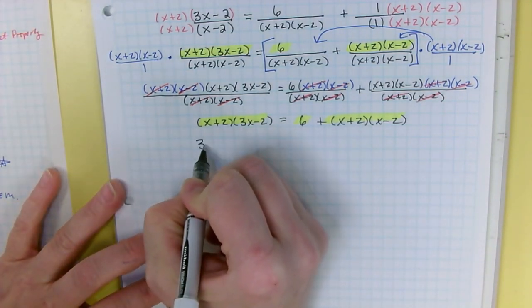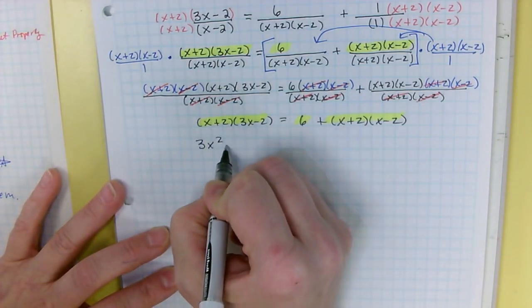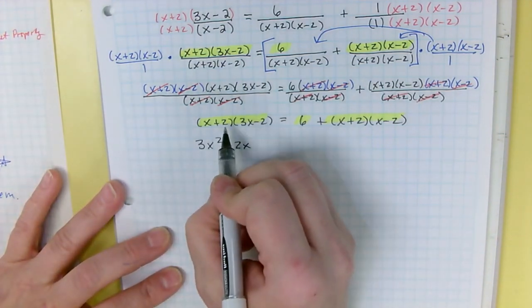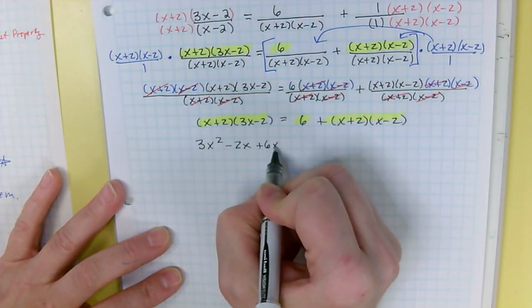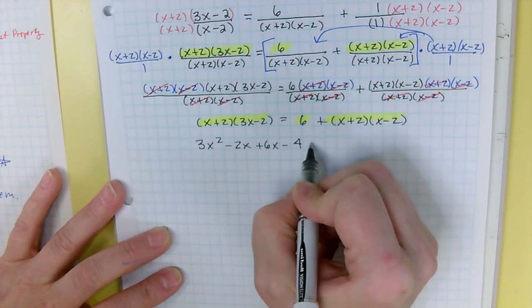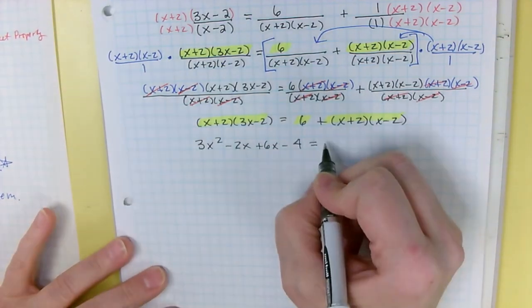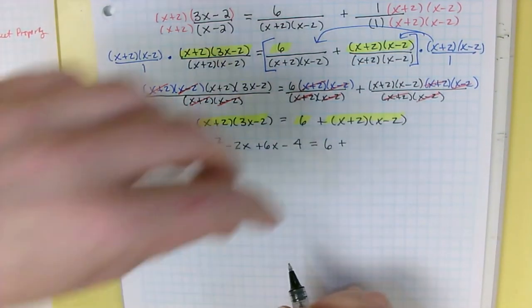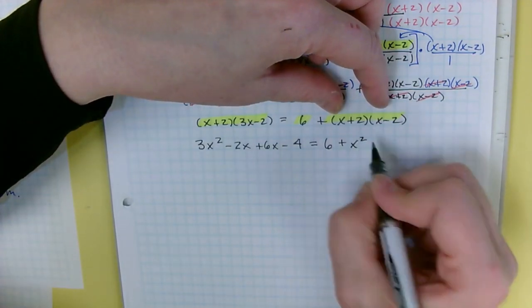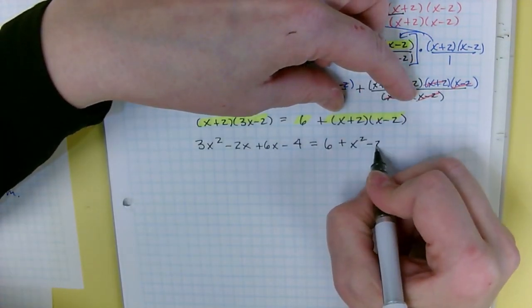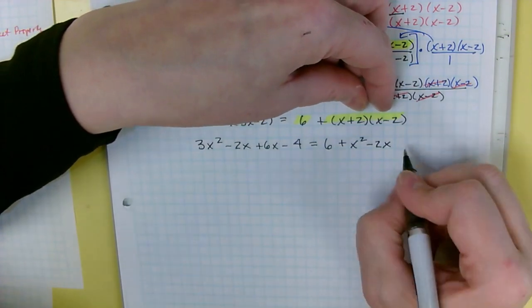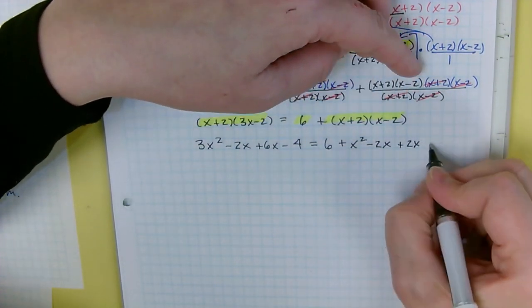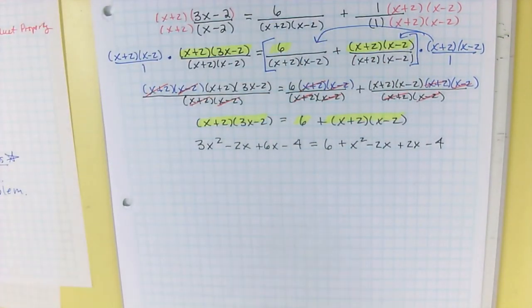X times 3x is 3x squared. X times negative 2 is negative 2x. 2 times 3 is 6x. 2 times negative 2 is negative 4. On the right, I have a 6 plus x times x is x squared. X times negative 2 is negative 2x. 2 times x is 2x. 2 times negative 2 is negative 4.